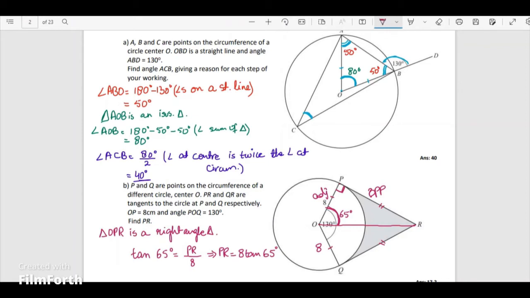tan 65. The answer is 17.15, so I can say it's 17.2 centimeter. That's it. Question solved.